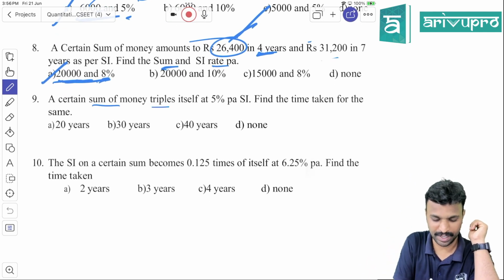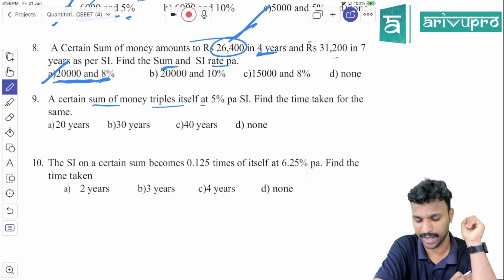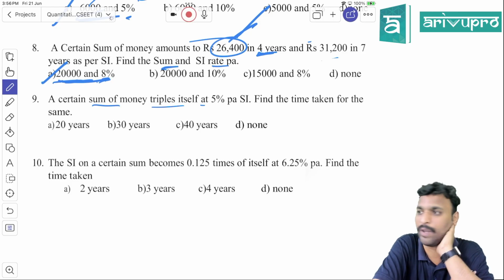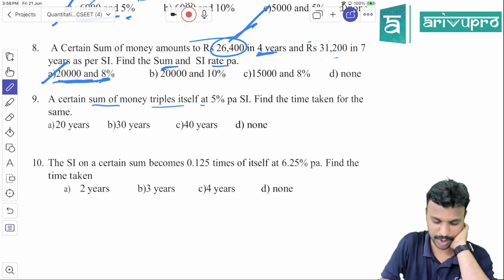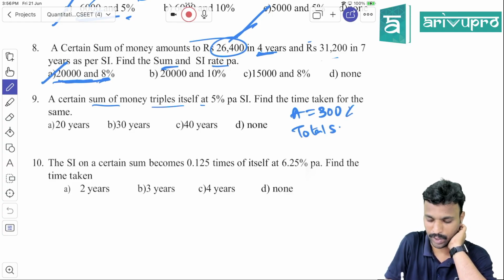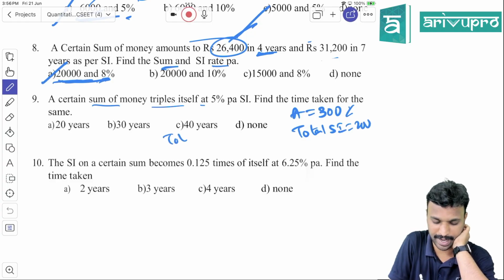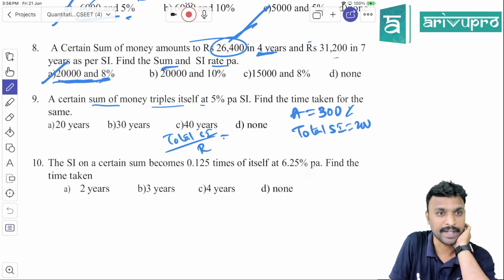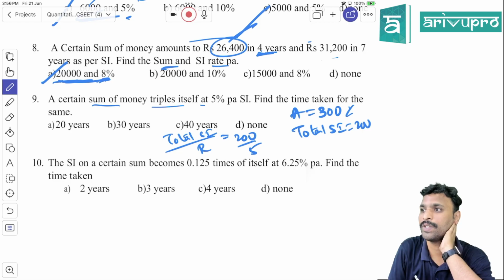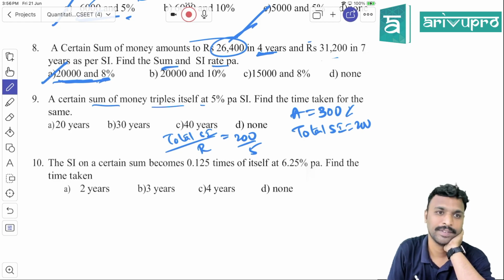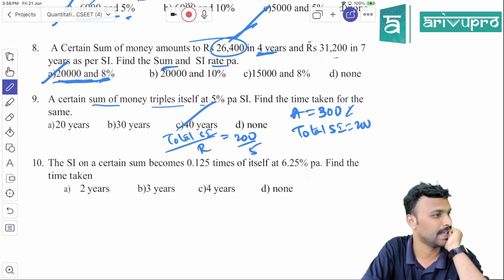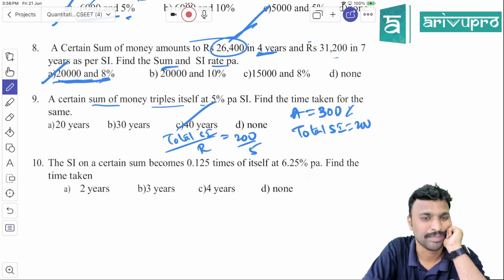A certain sum of money triples itself in 5% per annum SI. Find the time taken for the same. How many amounts are there in terms of principal? Only one amount. Last type that I have discussed. Amount should be taken as how much percent? Triple means 300%. But total SI is how much? Total SI is 200. Now total SI divided by R. R is 5. 5 4s are 20, so 40. Yes. Clear?